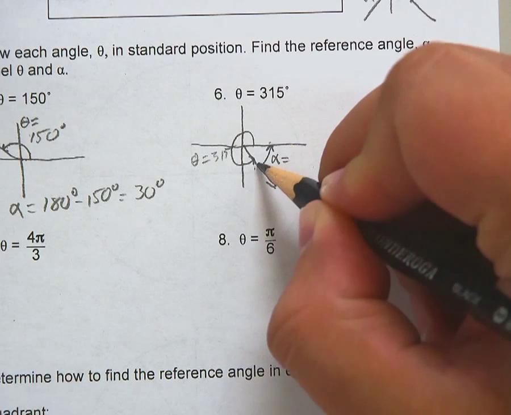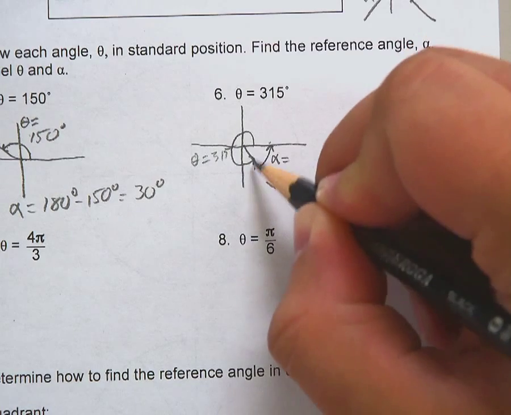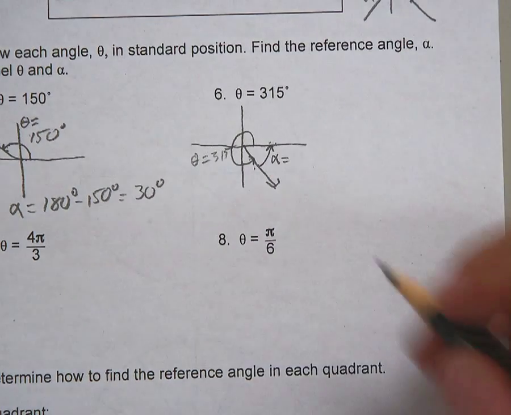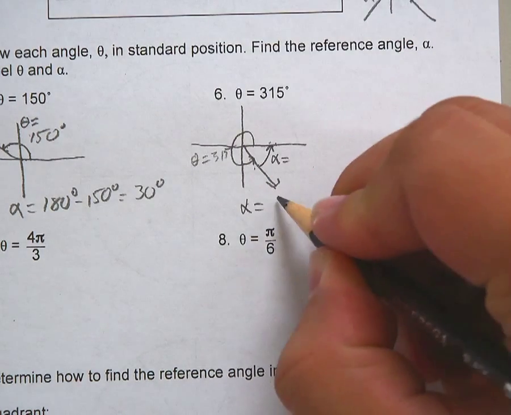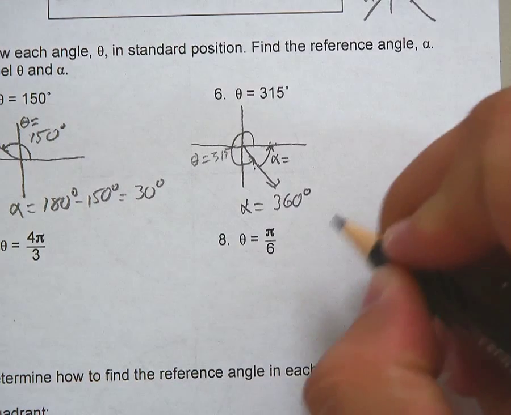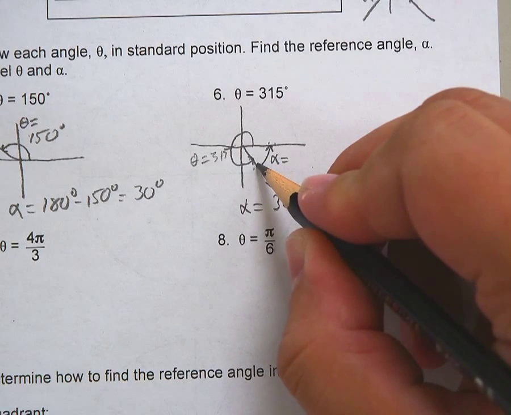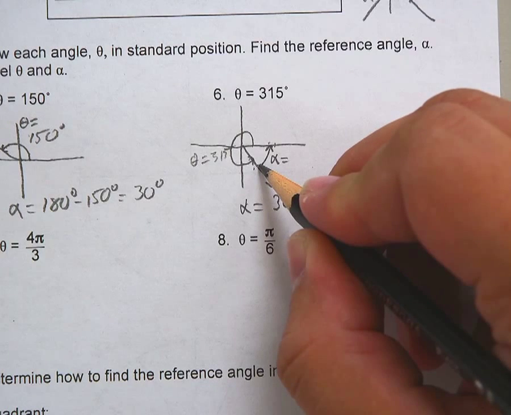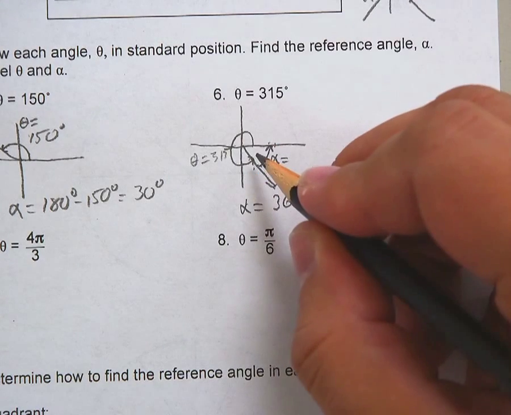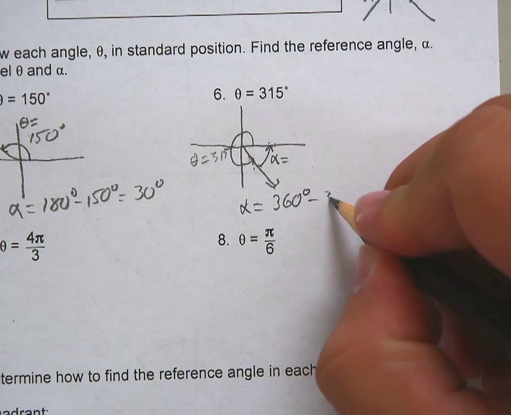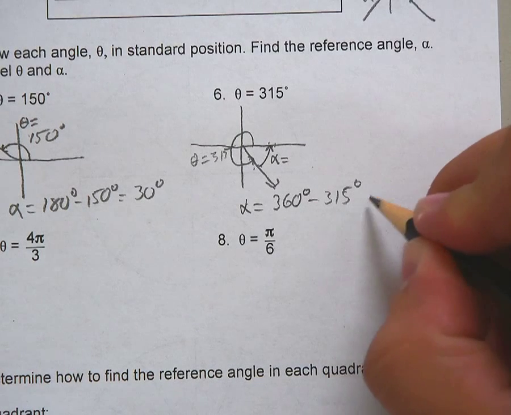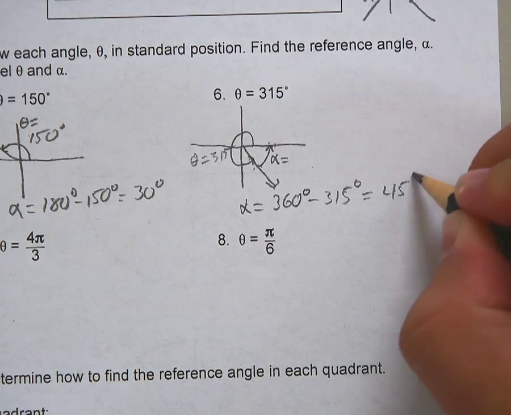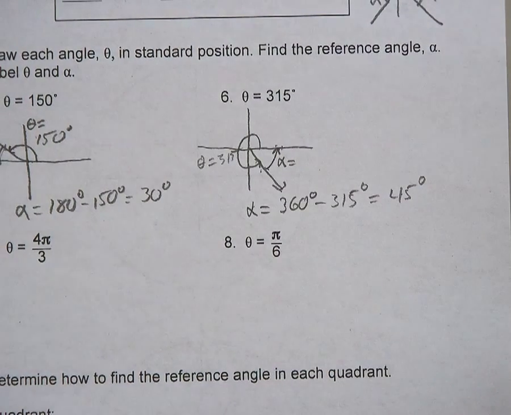So what I'm going to do in that case is say, if I keep rotating to here, how many degrees will that be total? Full trip. That'll be 360, won't it? So I'm going to say that alpha is 360 degrees, and I'm going back now. I'm going back however many degrees this is. So let's take away the 315 and see what the difference is. That's 45 degrees. Okay?